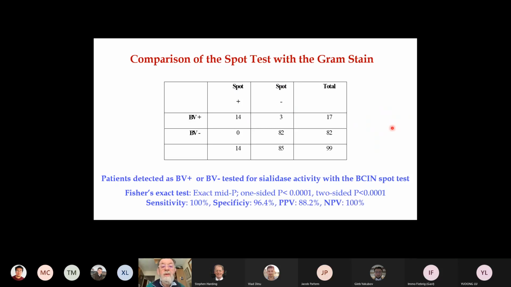So what we did was check how the spot test correlates with the Gram stain. We looked at 99 people who were either BV positive or negative, on the left-hand side there, and then divided them into positive or negative spot tests. The analysis that came back showed that there was a preference for the spot test over the Gram stain.